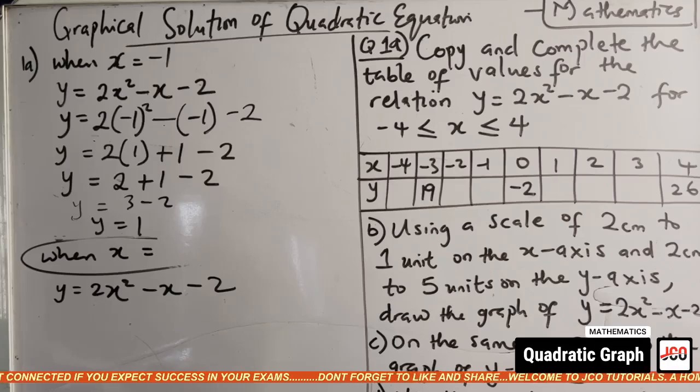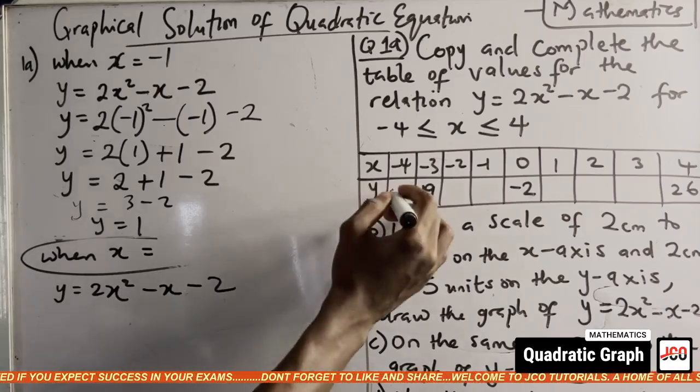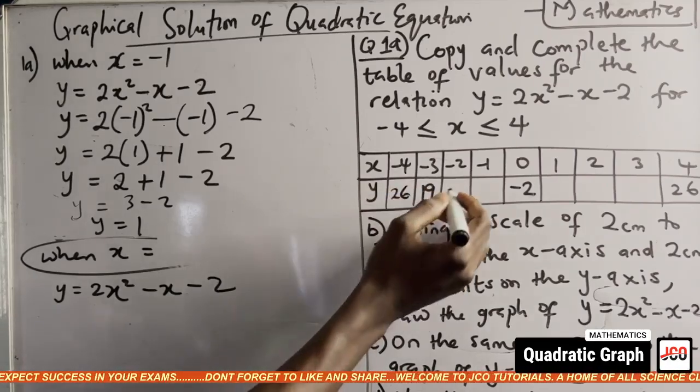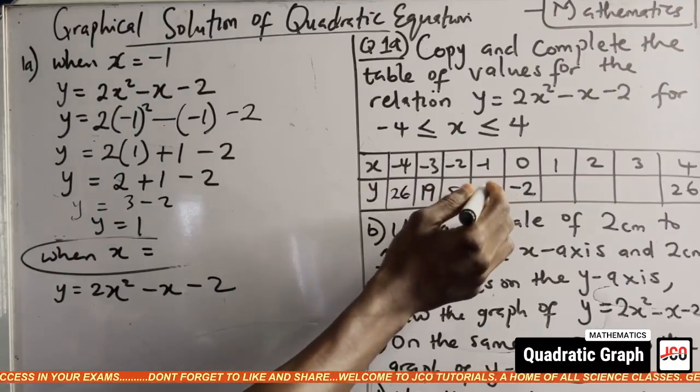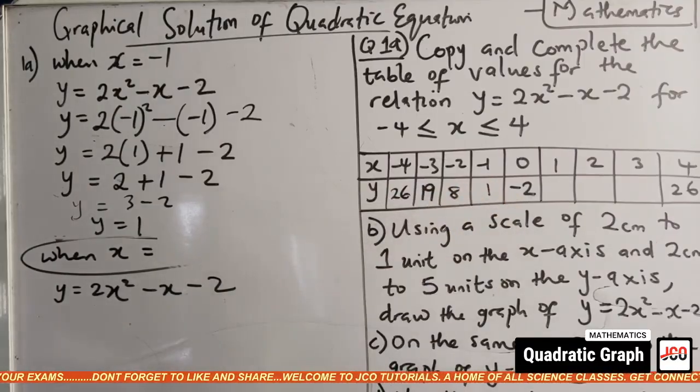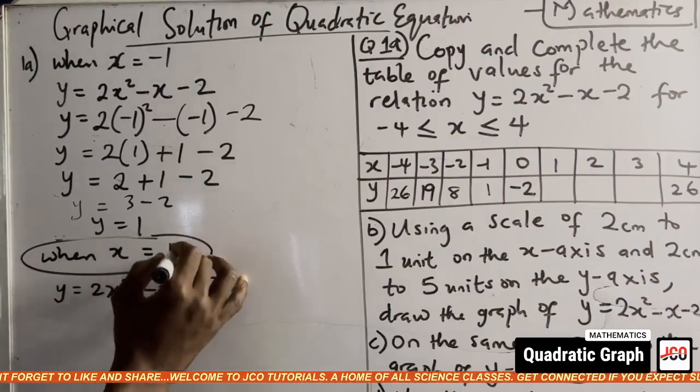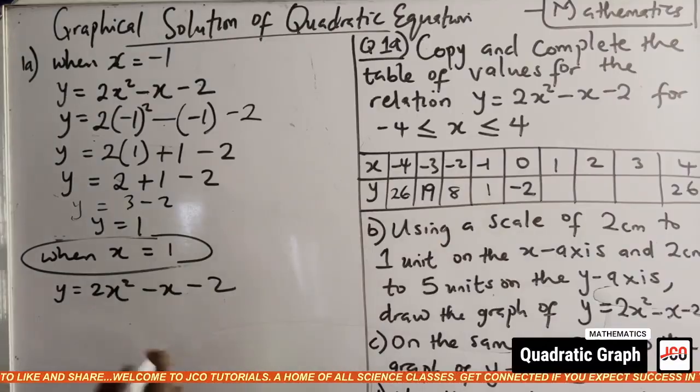So the first value I got was 34. The second value was 8. And then the next value I got is 1. So the next one we are going to solve now is when x is 1. That is the next one here.